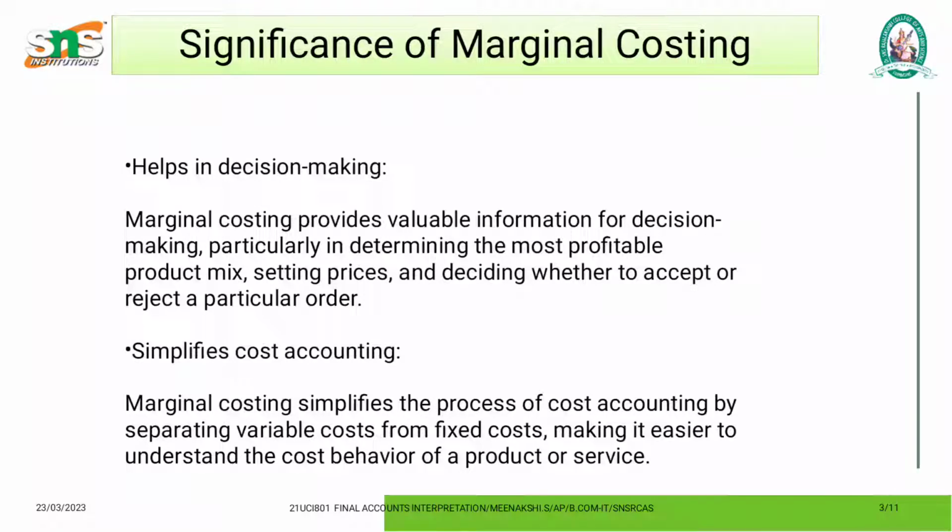The first thing, when you know the marginal costing, it will be easy for the manufacturer or the businessman to decide various things like production, product mix, setting up prices, and whether to expand the business or not. Then the second thing is marginal costing is very helpful in simplifying the process of cost accounting by separating variable cost from fixed cost. When we know how much is the variable cost and how much is the fixed cost, it will be easier to understand the cost behavior of a particular product that we manufacture in a firm. So this is the main significance of marginal costing.